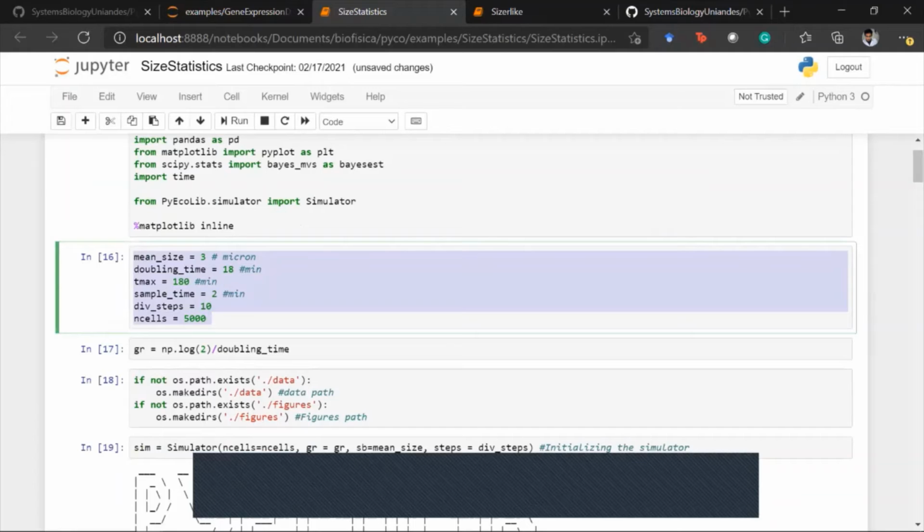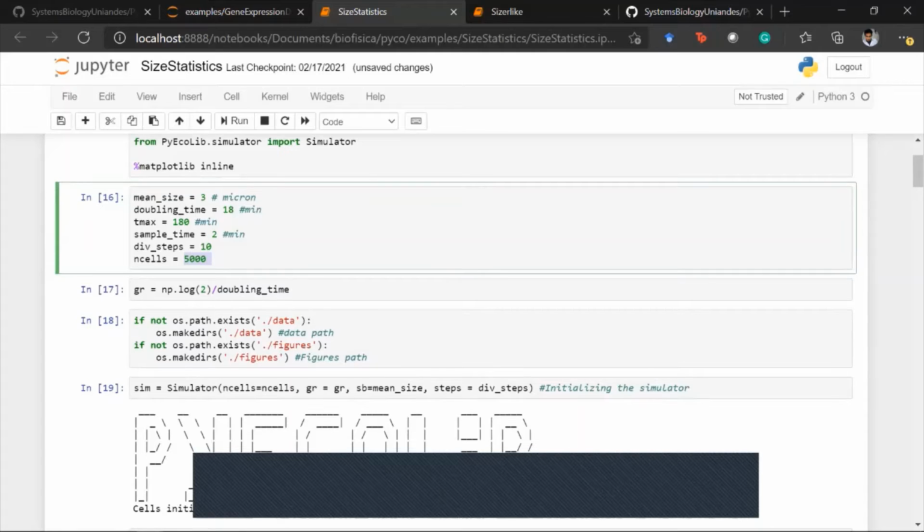And these are the basic parameters of cell size. The mean size is going to be 3 microns. Doubling time is 18 minutes. Tmax is 180. Sample time is more or less 2 minutes. 10 division steps and 5,000 cells. Error rate is logarithm of 2 over this doubling time.